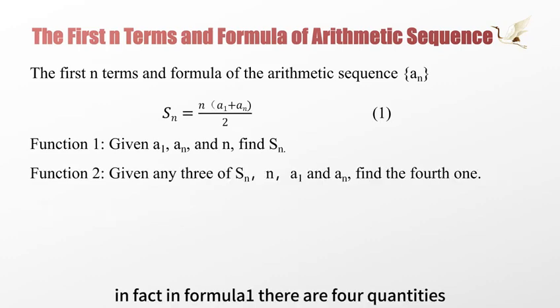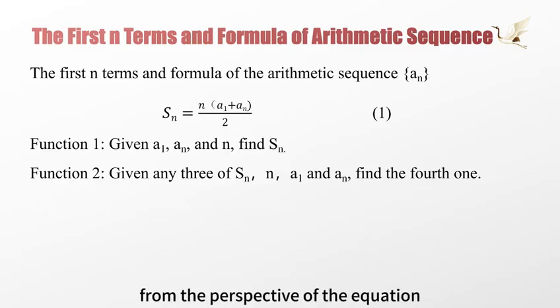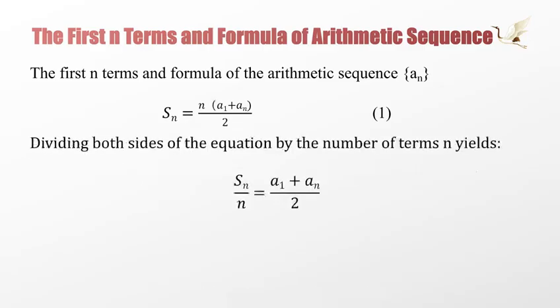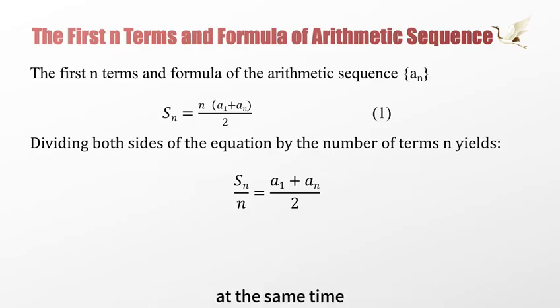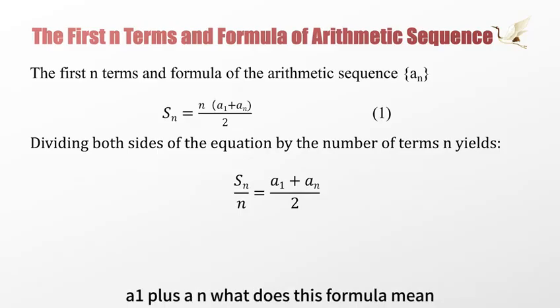In fact, in Formula 1, there are four quantities: the sum of the first n terms Sn, the first term a1, the last term an, and the number of terms n. From the perspective of the equation, any three quantities can be used to obtain the fourth. Next, let's slightly modify the formula to see if we can make any new discoveries. We divide both sides of the equation by the number of terms n at the same time, and the result is that Sn divided by n equals (a1 plus an) divided by 2.